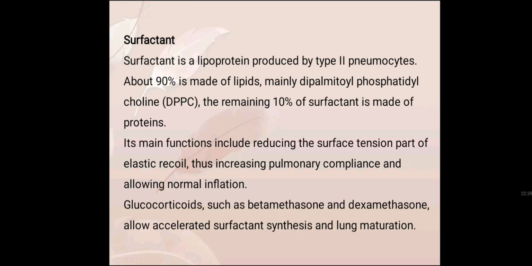We'll talk about surfactant. Pulmonary surfactant is a lipoprotein complex produced by type 2 pneumocytes in the alveoli, made of phospholipids and proteins. The lipid makes up almost 90%, mainly dipalmitoyl phosphatidylcholine, and the remaining 10% is made of proteins. The surfactant coats the alveoli to reduce surface tension and prevent lung collapse. It also decreases the effort of breathing, increases pulmonary compliance, and allows normal inflation.